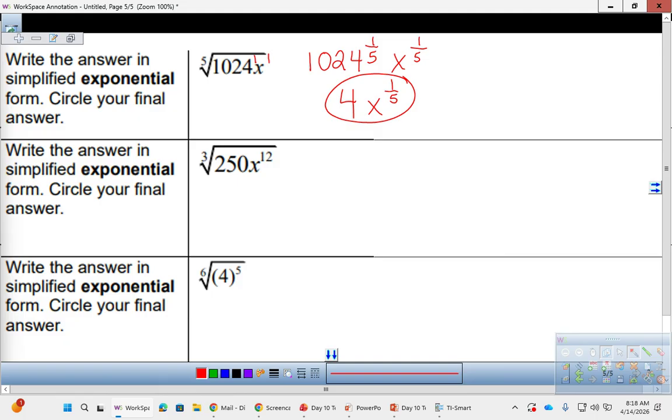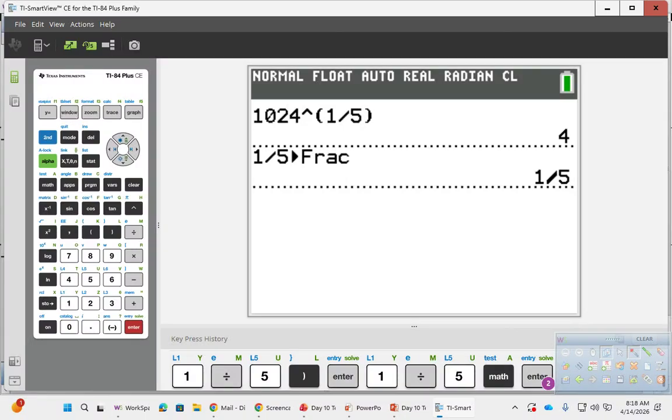Circle your final answer. So we've got two things inside the root, the 250 and the x to the 12. Each of those things need their own fraction. The denominator on both of those fractions is going to be that outside number. Now this has a numerator, so that one's fine. This one doesn't, so I'd have to add a 1 to that. And so that would be 1/3.